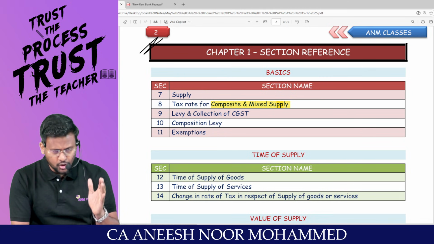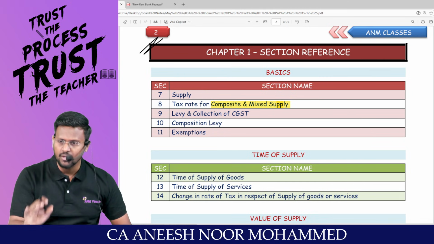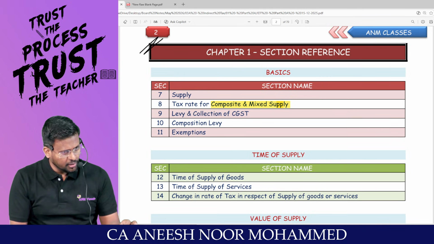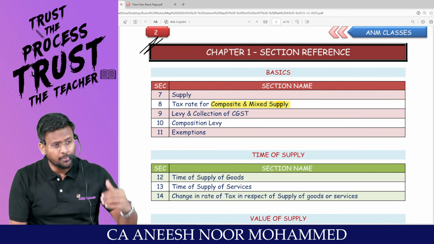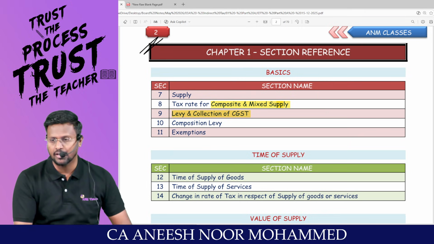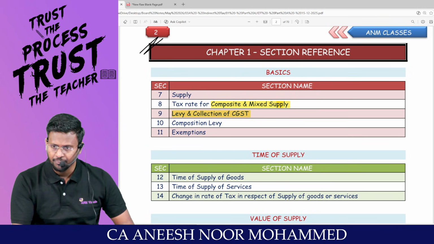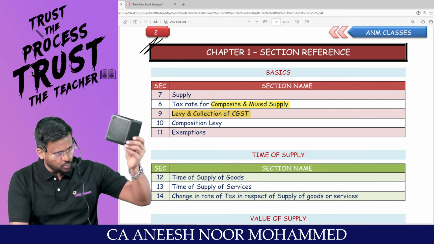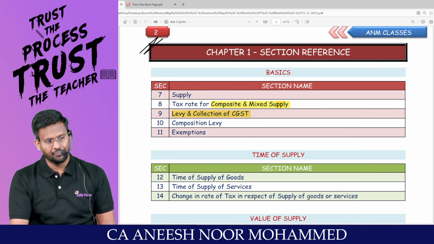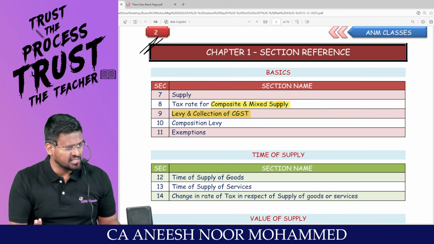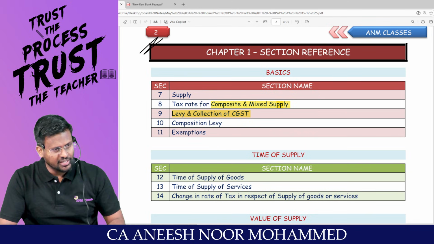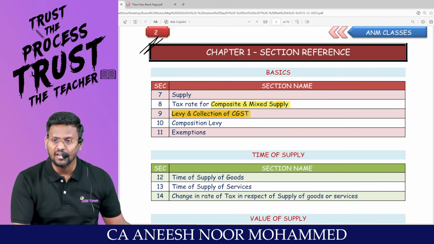An act should say for what GST will be applicable and for what GST should not be applicable. When you are liable to pay GST, when you are supposed to collect GST, all these things are explained in Section 9, levy and collection of CGST. If I am selling this calculator, whether GST will be applicable or not, that's the levy of GST. Who is supposed to collect the GST, whether the supplier or the recipient, that's Section 9, levy and collection of CGST.